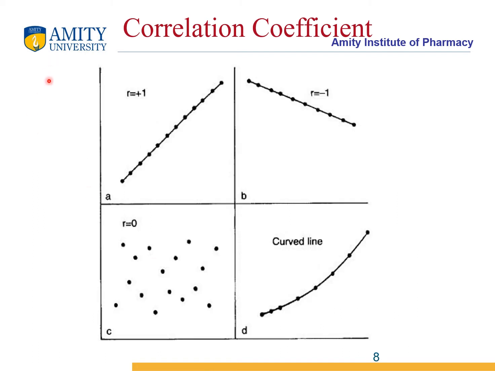Here in this graphical representation, they have shown the same as the previous slide: if a straight line is observed, then R is said to be +1. R is the correlation coefficient. If R is -1, then the graph will be shown like this. If R equals 0, that means there is no correlation, so it shows zero correlation, meaning the values are scattered.